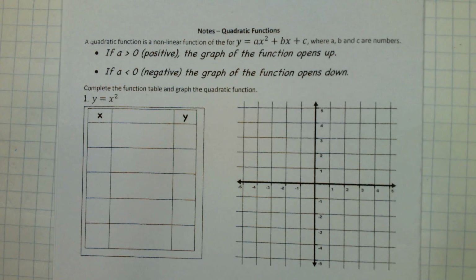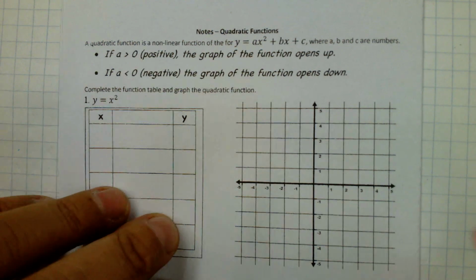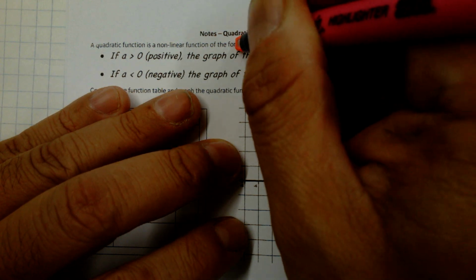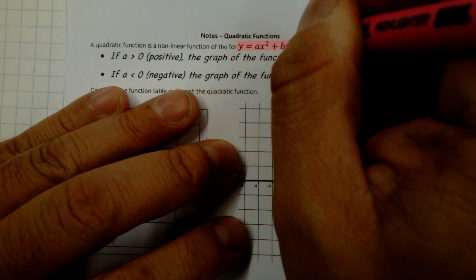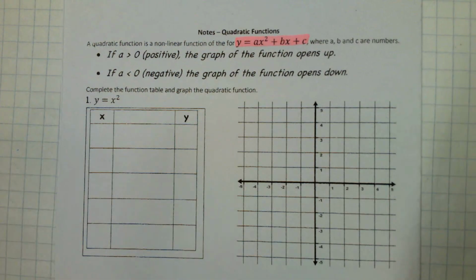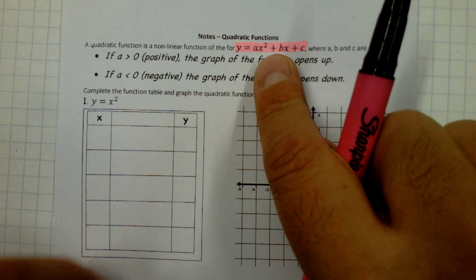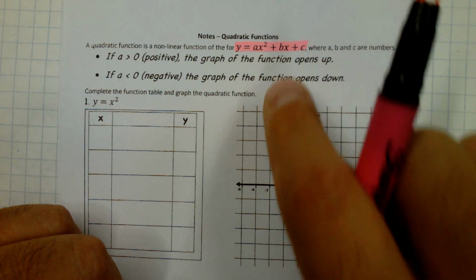Today we're going to be looking at quadratic functions. So a quadratic function is a nonlinear function of the form y equals ax squared plus bx plus c. So if you have a highlighter, it's a good idea to highlight that. So this is just what we call the general form. Anything that looks like this in math is quadratic, and it's quadratic because the leading exponent is 2.